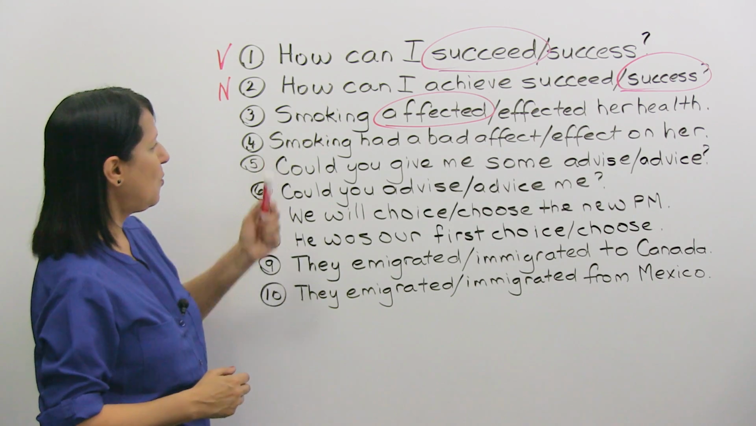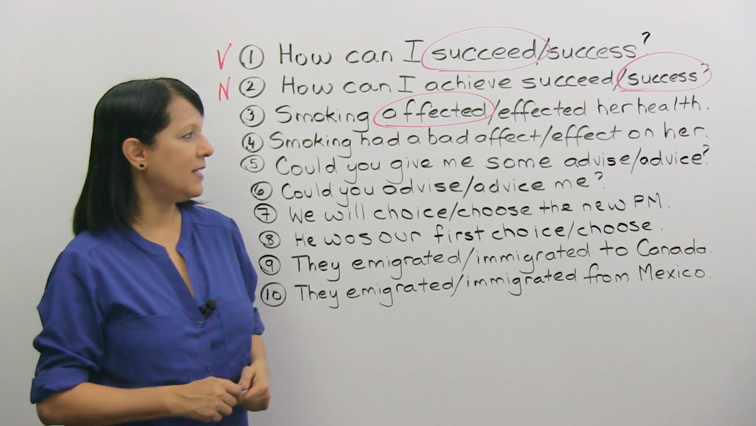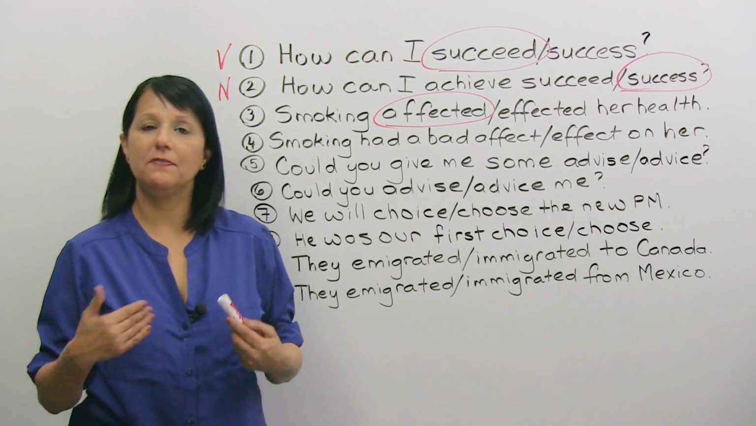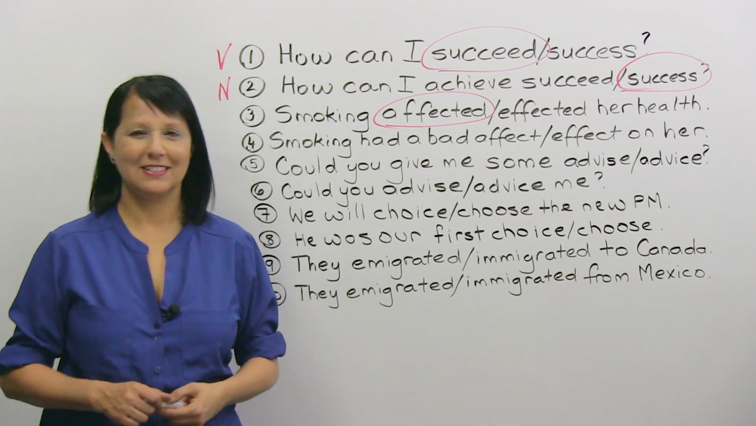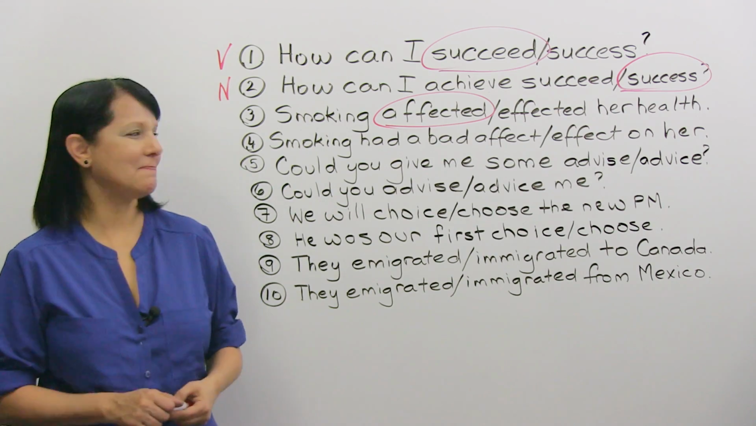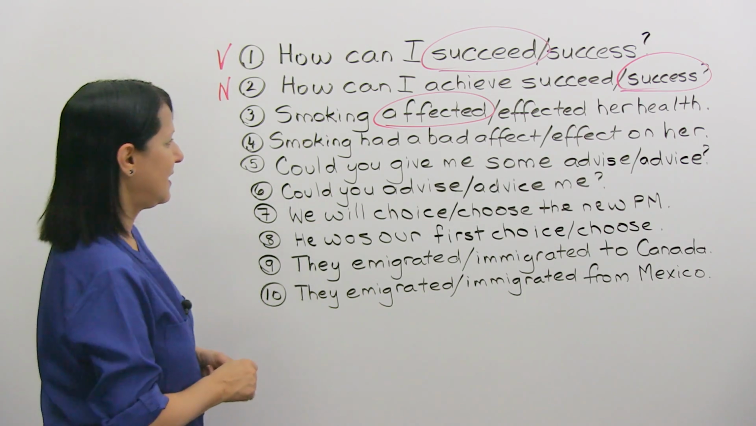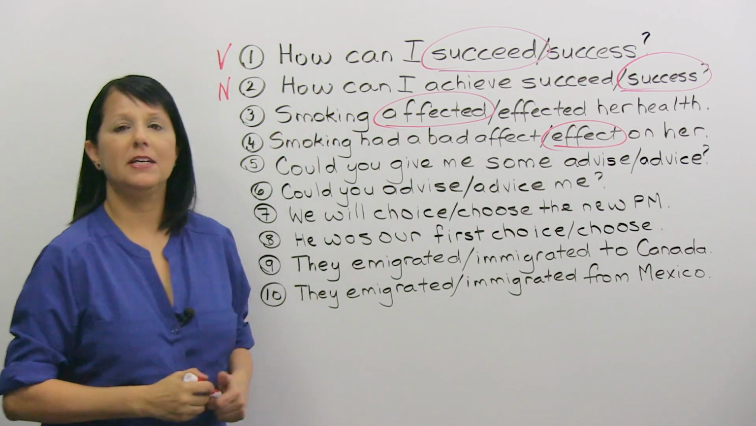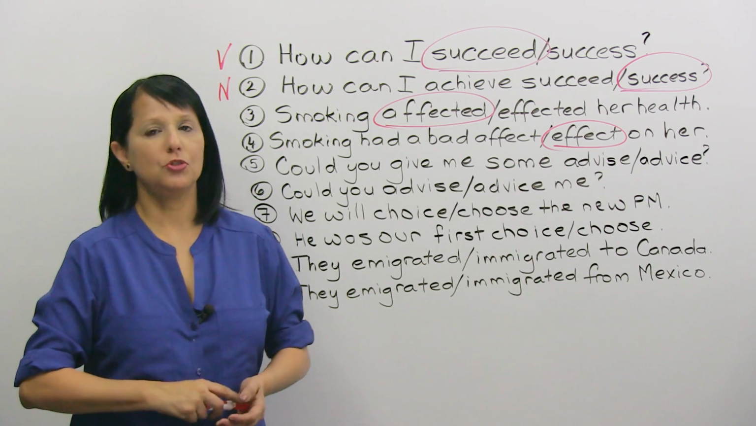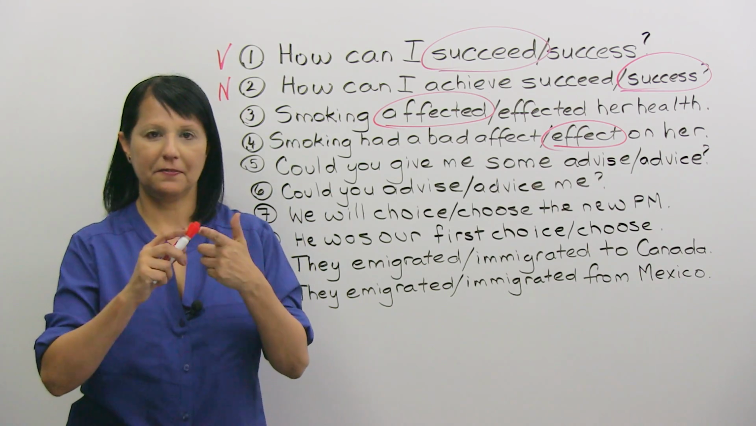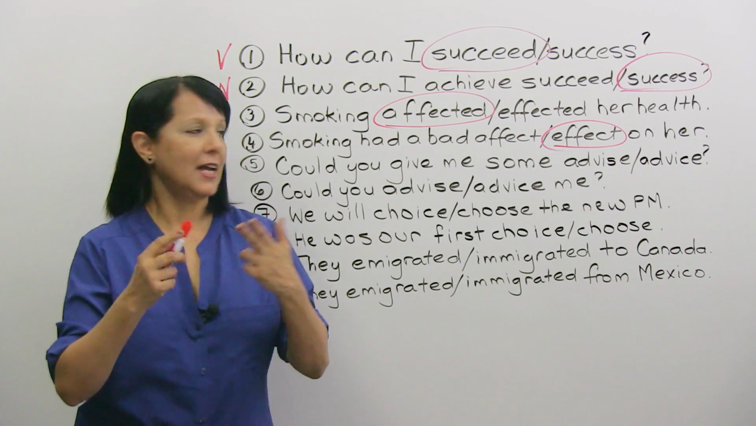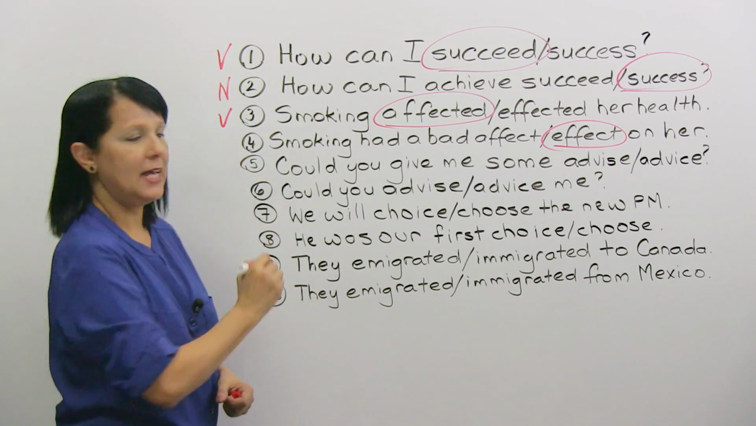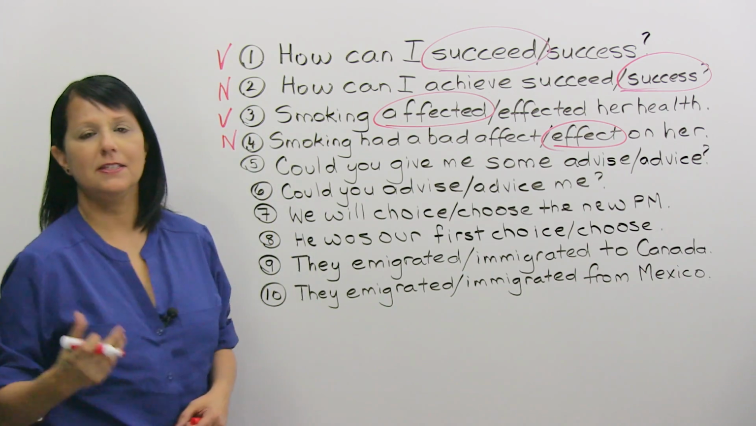And number four, smoking had a bad effect on her or smoking had a bad affect on her. What's the difference? Well, it should be smoking had a bad effect on her. So the two words we were looking at here were affect and effect. And which one is the verb? Affect is the verb and effect is a noun.